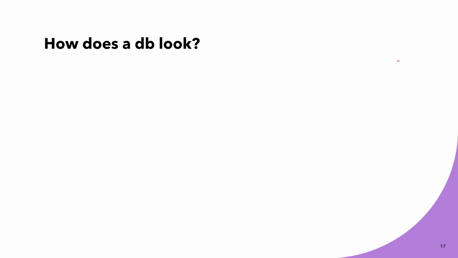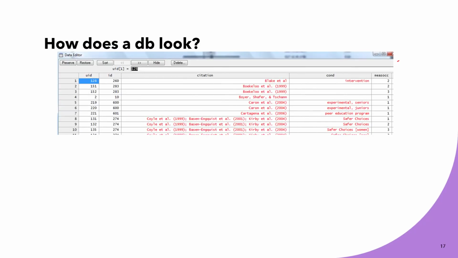Now, how does a database look when you're going to do a meta-analysis? You would probably have columns in there. I've got a UID column, which is for each line in the database. Each one has a unique number, so that's unique ID. Some people literally spell out unique ID as one word.